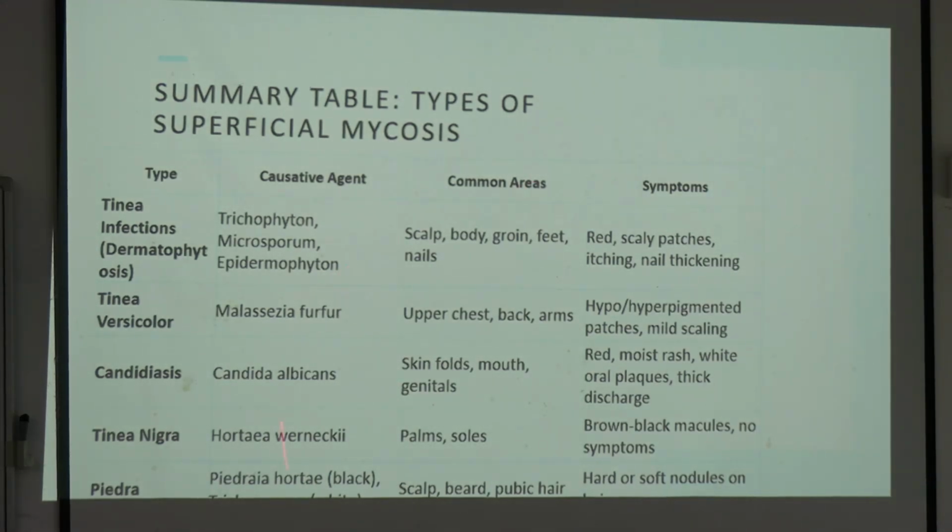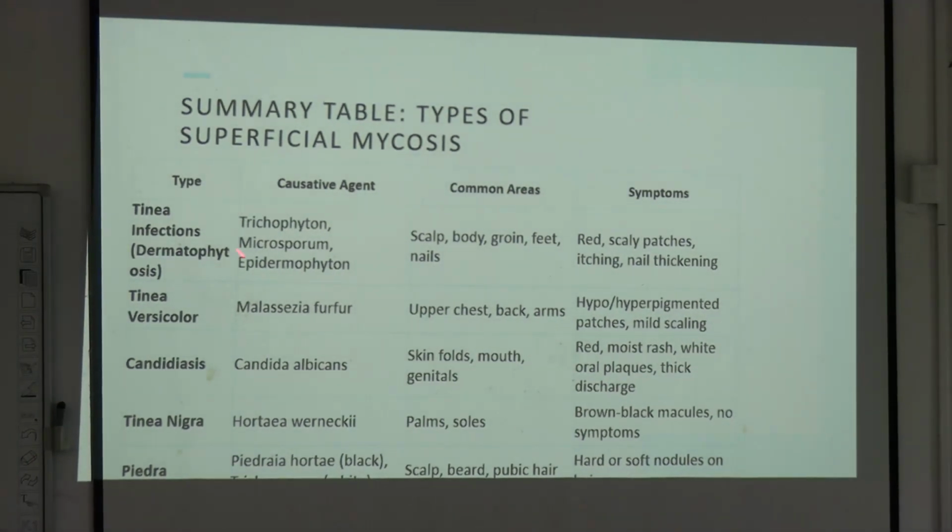So by summary, just what we have been going through. First is dermatophytosis. What are the causative agents? Trichophyton, Microsporum, Epidermophyton. Common areas: scalp, body, groin, feet. Symptoms: red, scratchy, scaly, itching and nail thickening. It depends upon the body part involved. It might be Tinea capitis, Tinea corporis, Tinea pedis, whatever. Next, Tinea Versicolor. What is the other name?